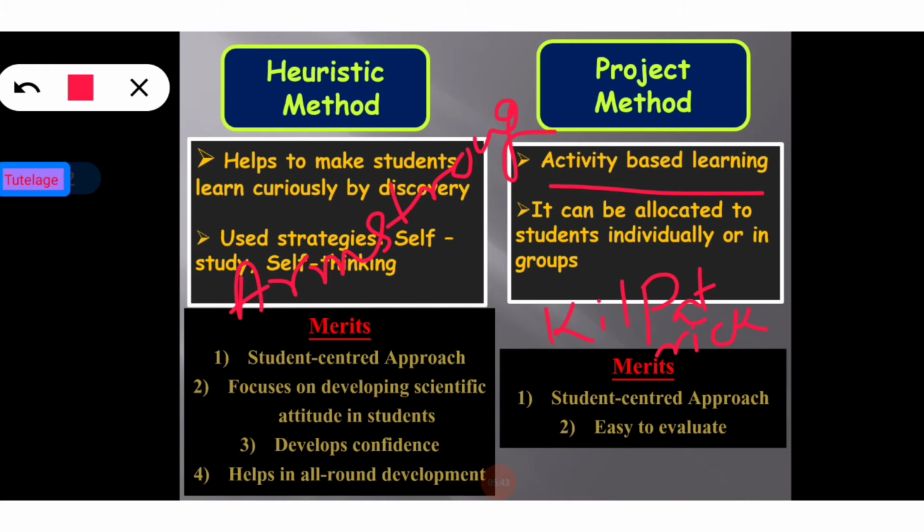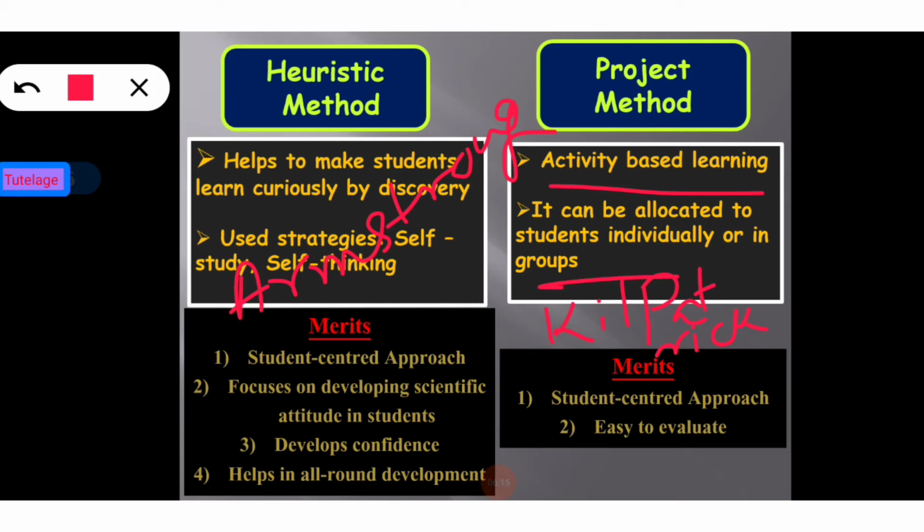Okay, so the project method involves activity based learning, and a project can be static or a working model, or it can be in the form of a report also. So in the project report, students conduct research, carry out their survey and then present the findings of the research in the form of a report. So it can be used in sciences and social science subjects, and projects can be allocated to students individually or in groups also.